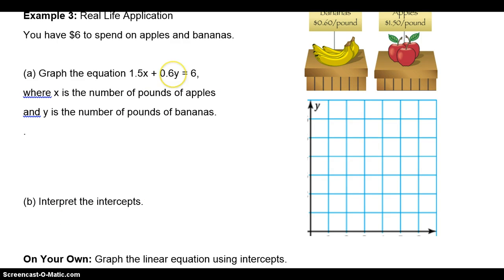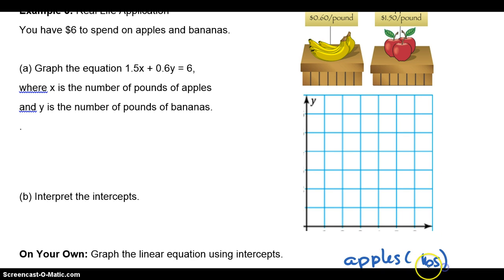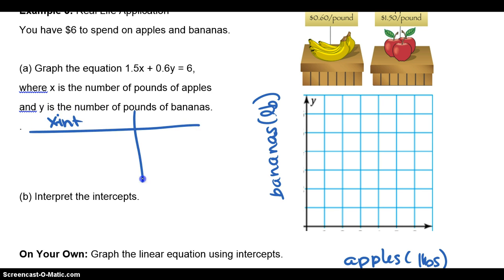So first thing I'm going to do is look at my graph. And if my x is the pounds of apples, then I'm going to label my x-axis with apples. And this is in pounds. And then if my y is the number of bananas, I'm going to label that bananas. And that's in pounds. Okay, so I'm going to make my little x-intercept chart. And this is my y-intercept.